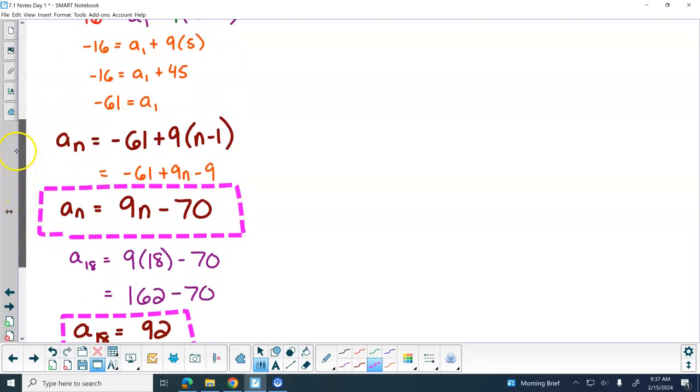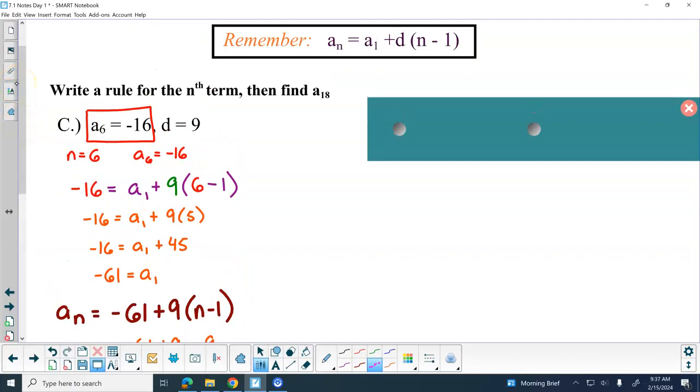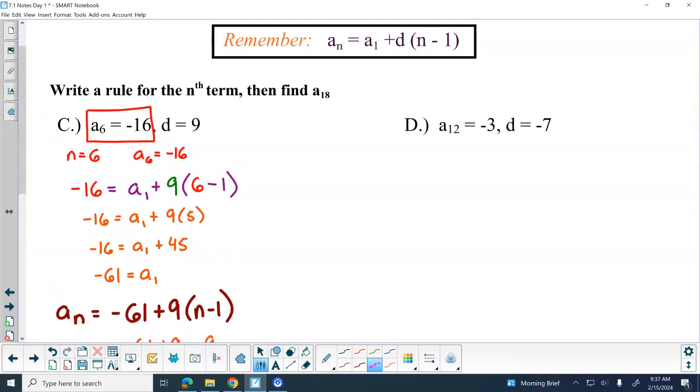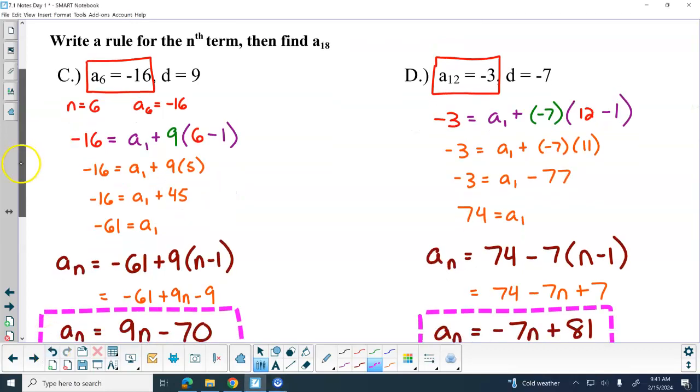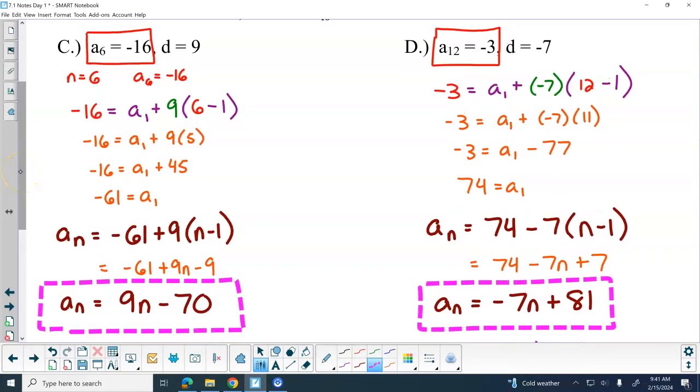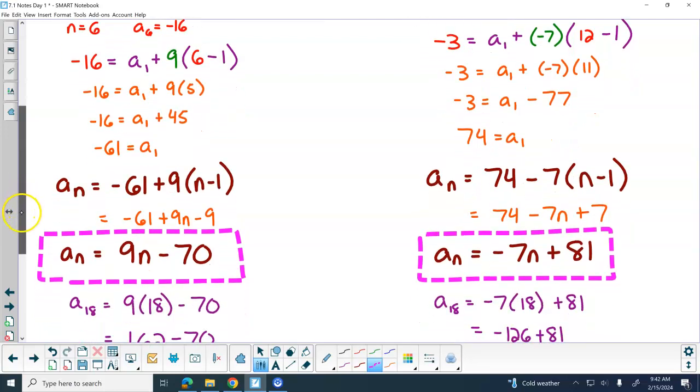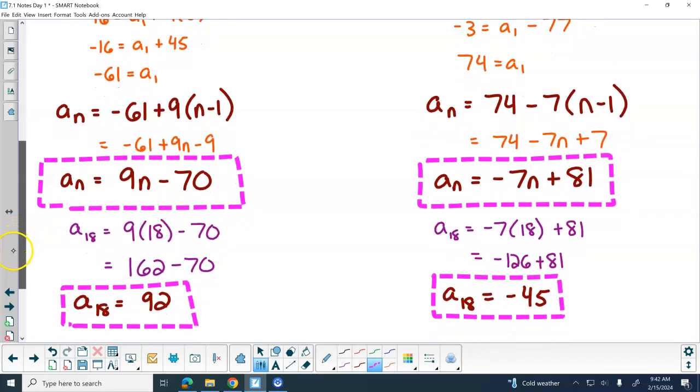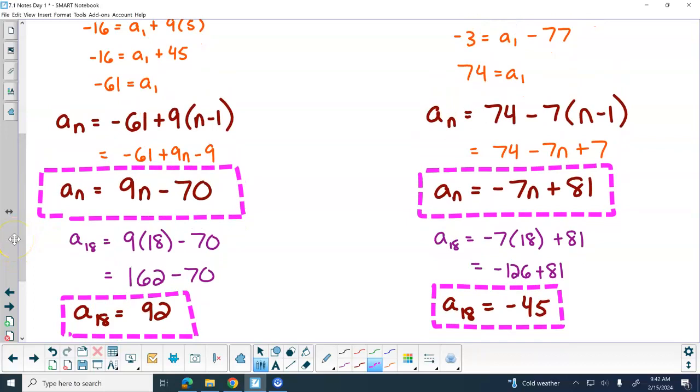Based off of what we just did there, I would like you to find me the rule and find me the 18th term. So I got a rule of a sub n is negative 7n plus 81. Yes? Anybody get anything different? If that's my rule, I stick in 18 for n. Negative 7 times 18 is negative 126. Plus 81 gives me an 18th term of negative 45. Yes?